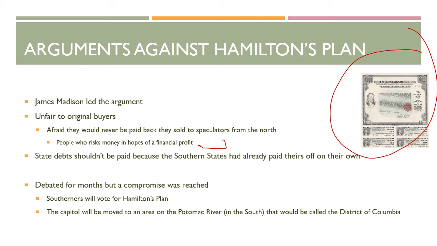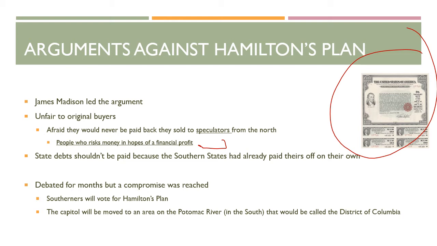And most of these speculators were from the North, and so they said this is benefiting those speculators, and it's super unfair to the regular people who you borrowed money from. But honestly, they chose to sell it, so I don't know what I think about that. But anyways, state debts, they also said that state debts shouldn't be paid off. If the state made this deal, the federal government shouldn't pay them all off.